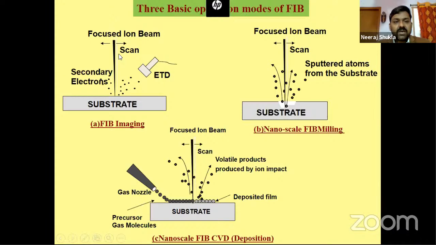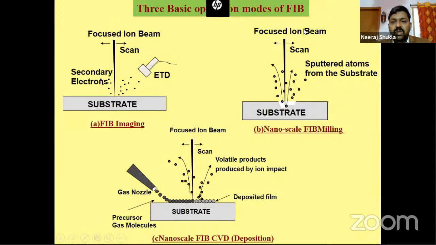So one is the imaging mode. Electron and ion beams can both be used for imaging. Secondary electrons are ejected from the surface when the beam is rastered on the surface. Then you have an Everhart Thornley detector, known as ETD. There are various detectors, and I'm just quoting one which is used more prominently. It detects these electrons, and you get a topographical image.